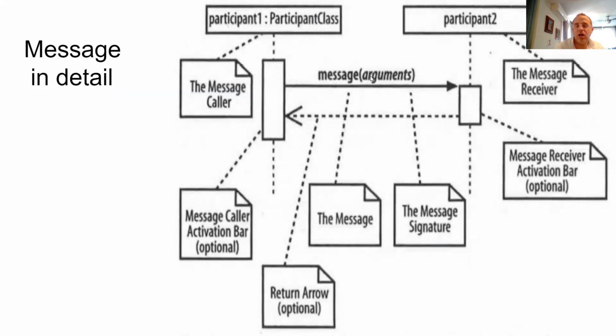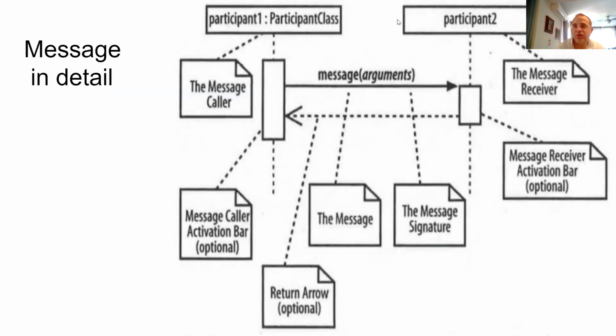So message, arguments, and he finishes. What is this? This is the message caller activation bar, right? He's activated. The message itself. The return arrow is optional. In other words, you don't really have to have that return arrow because once the box finishes, he obviously returned. The signature of the function.